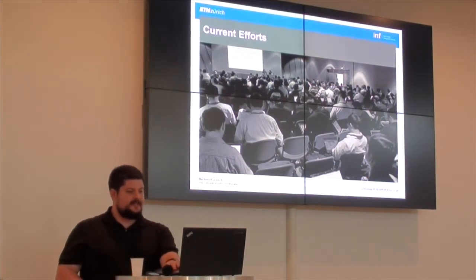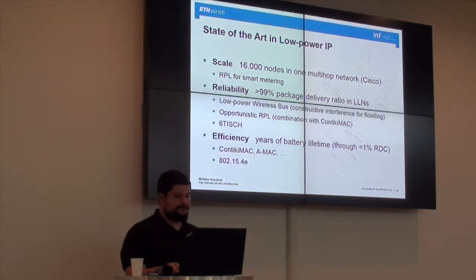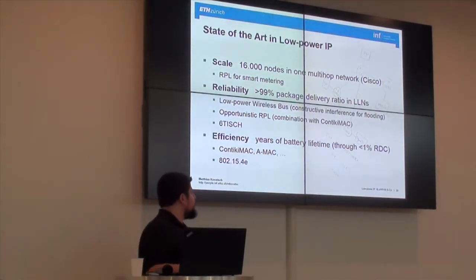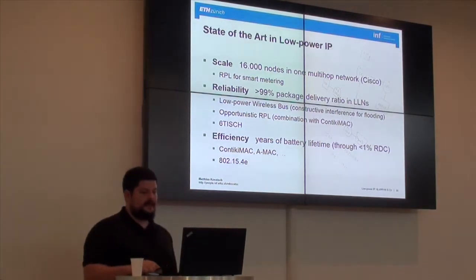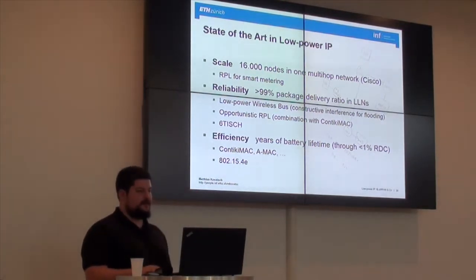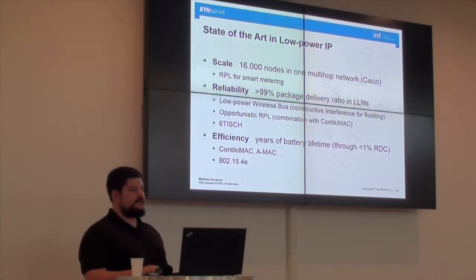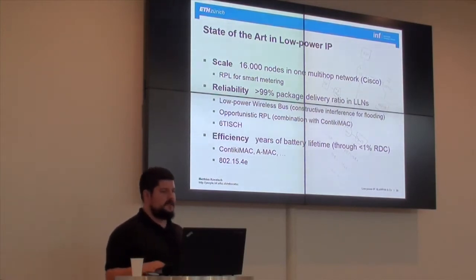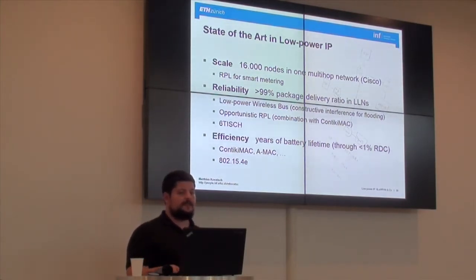So that's already my last part of the talk. What's going on currently? Since this was specified, 6LoWPAN and so on, there were some other works to improve on that. So what's the state of the art? Cisco had a test deployment for RPL, where they connected 16,000 nodes in a single RPL multi-hop network.